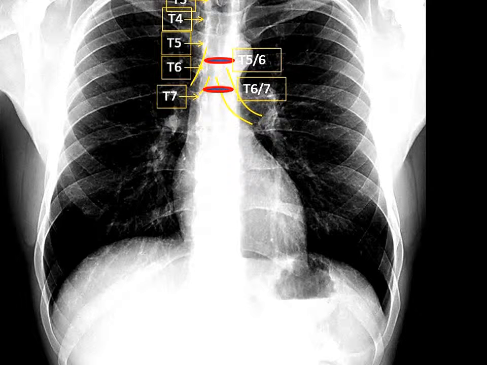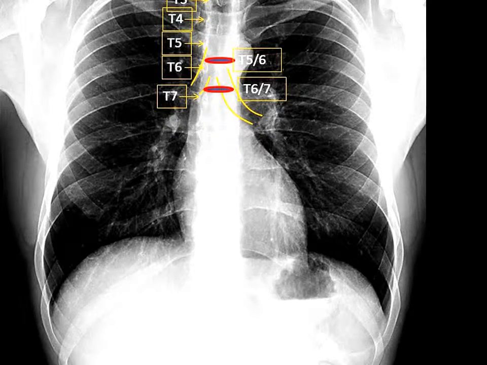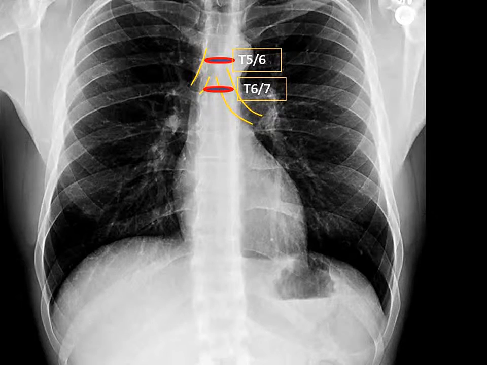And as we see in this example, the carina does indeed lay in an approximate position of the T5, T6, or T6, T7 disc spaces. Let's do some practice cases now.